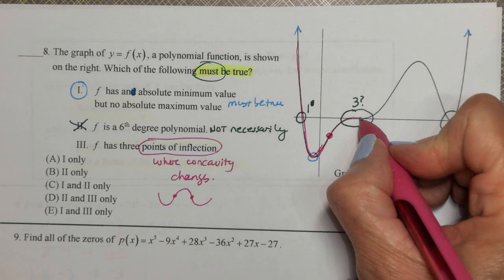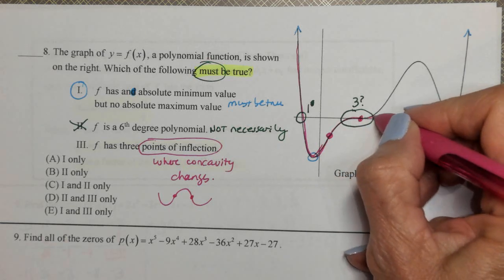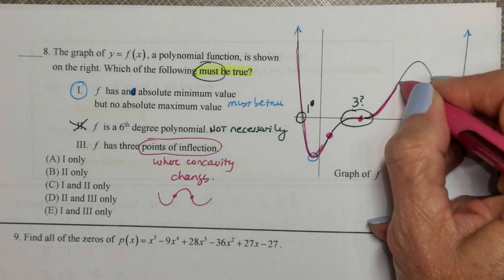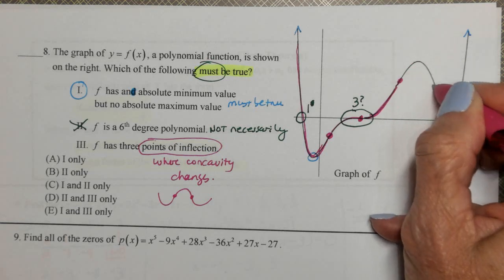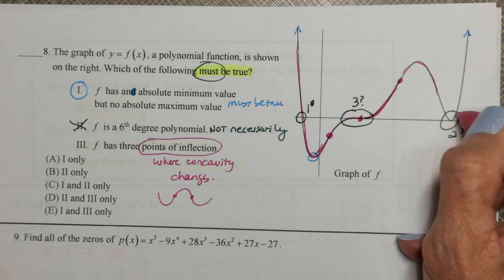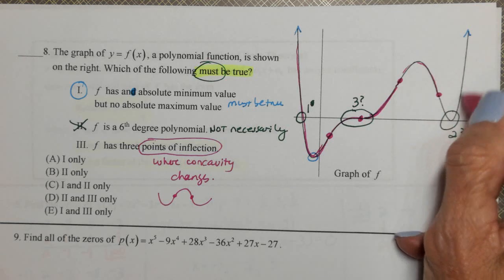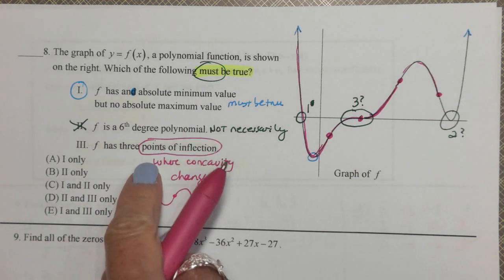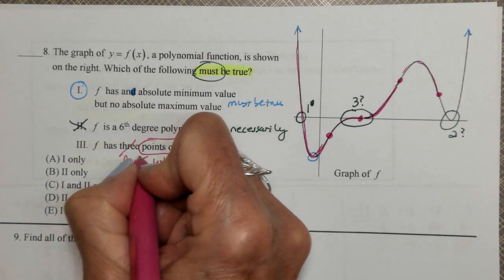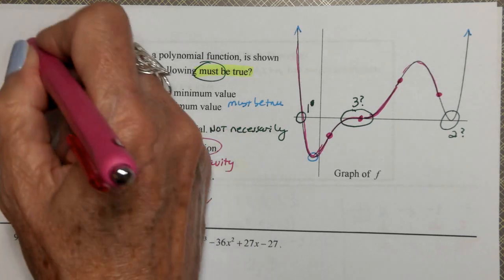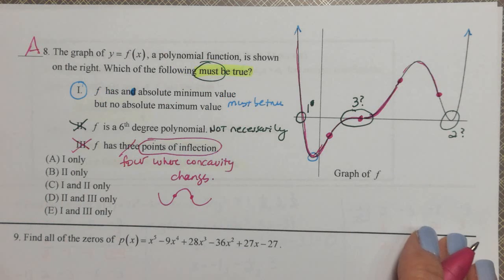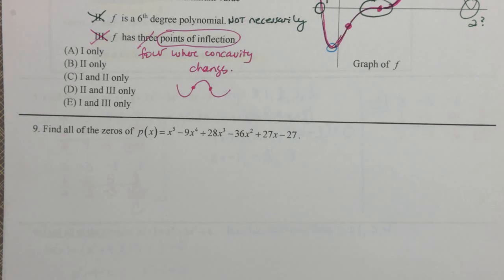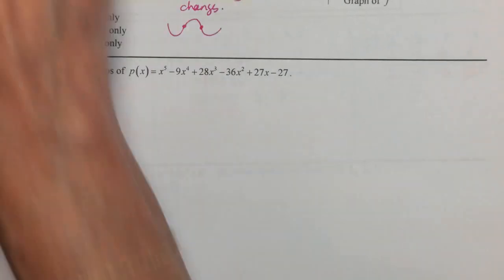But then right here it starts smiling again. It becomes concave up there. But then somewhere here it becomes concave down. And then somewhere here it becomes concave up again. So I am seeing 1, 2, 3, 4 points of inflection, not 3. So the only one that's true is that first one. All right, a little bit of review with that one.